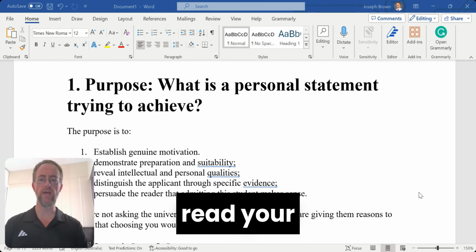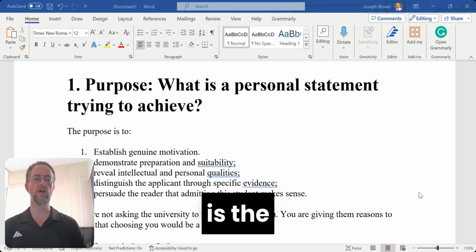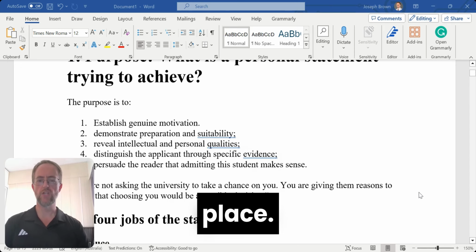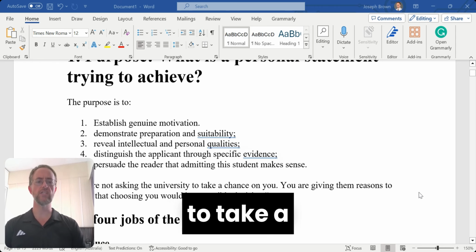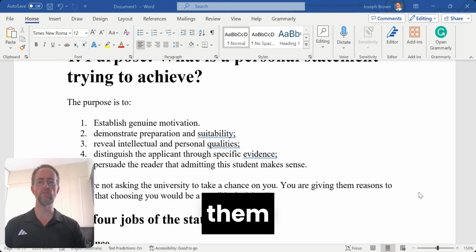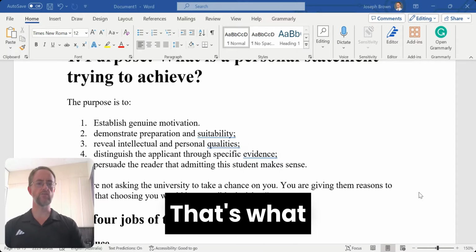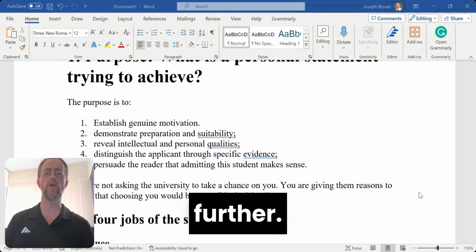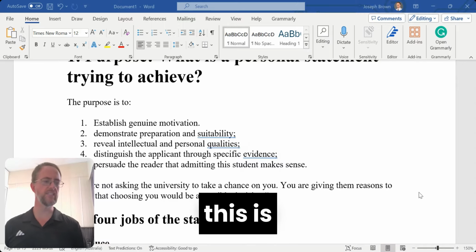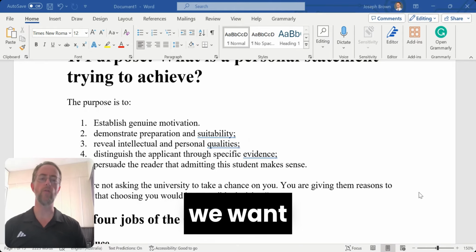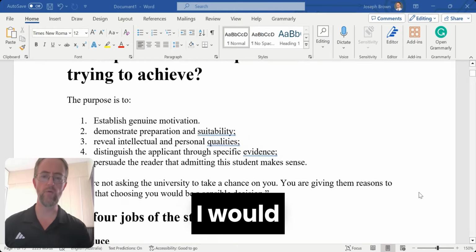You want them to read your letter and say, this is the kind of person who's going to make this university a better place. So you're not just asking the university to take a chance on you, you're giving them reasons to believe that choosing you would be a sensible decision. That's what Chat has given us. I would go a little bit further. You want the university to say, this is the kind of person who is going to make this place better, and we want them here. That's what I would be looking for.